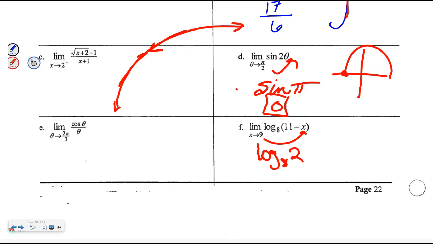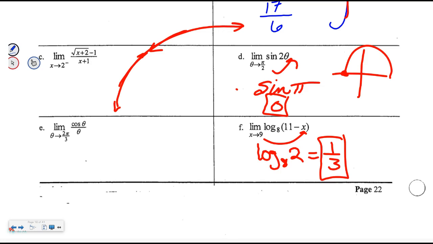If you know it, awesome. If you don't, have an Algebra 2 way to get it. Anyone know the answer to that? It means 8 to what power is 2? 1/3. So if Zach knows it's 1/3 and he's 100% sure that it's a 1/3, write 1/3 down. But Zach, what does that mean on the graph?